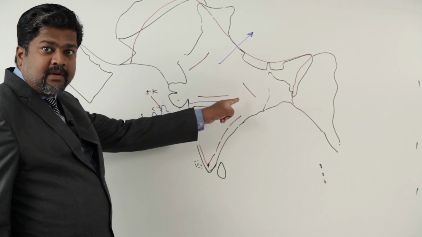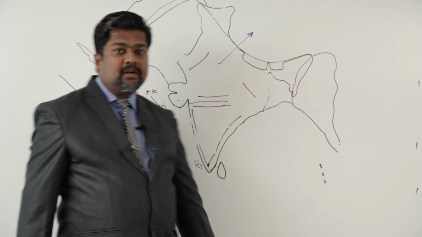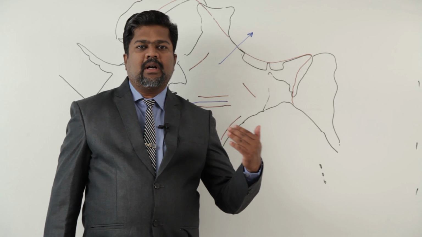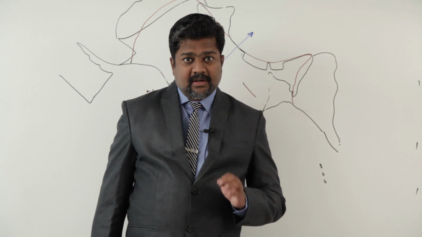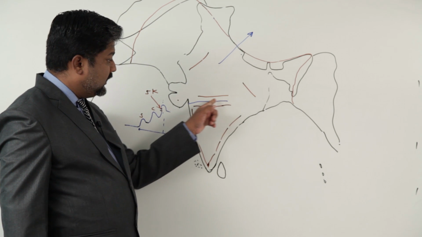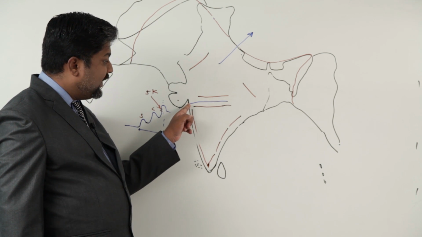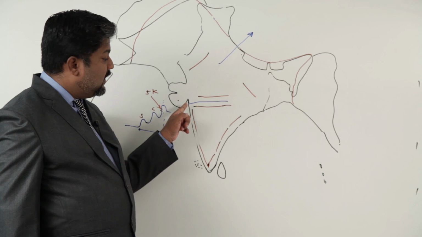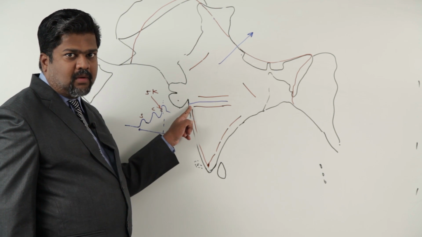Is that clear? So this is river Narmada, having origin at the Maikal ranges at Amarkantak, and it flows from the eastern part to the western part, and ultimately it meets the sea near Bharuch.